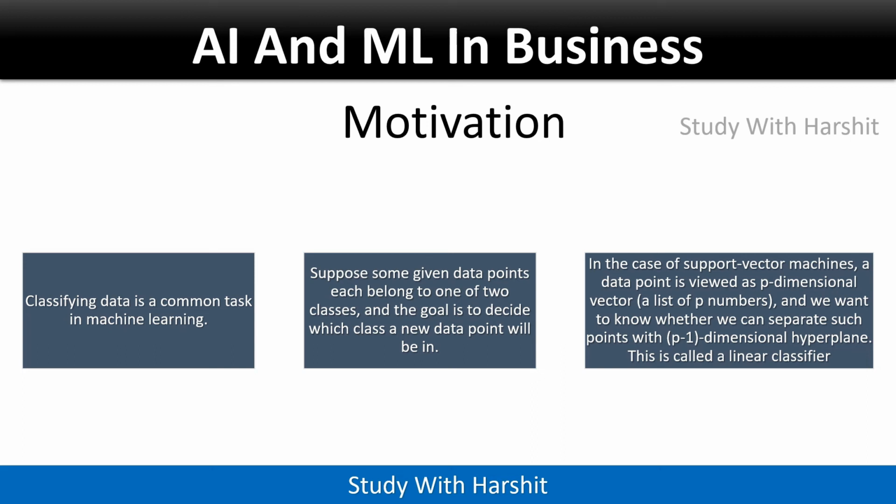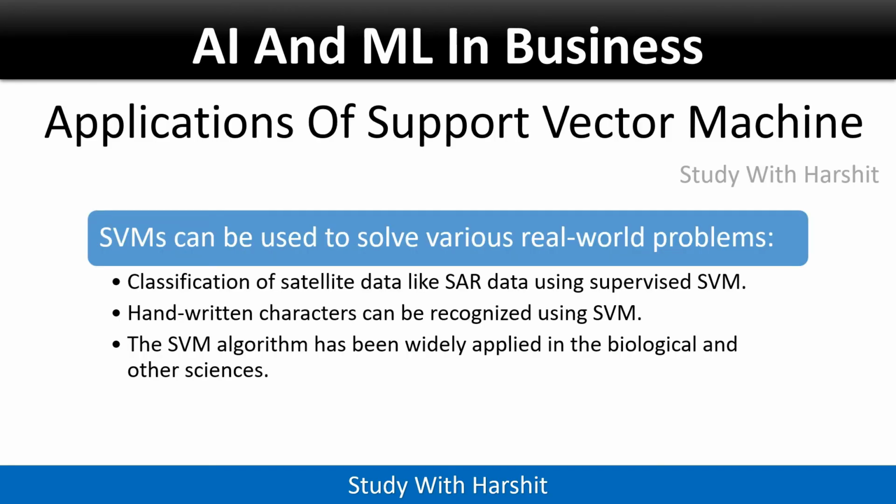This is called linear classifier. Applications of support vector machine (SVM): SVM can be used to solve various real-world problems. Classification of satellite data like SAR data using supervised SVM. Handwritten characters can be recognized using SVM. The SVM algorithm has been widely applied in the biological and other sciences.